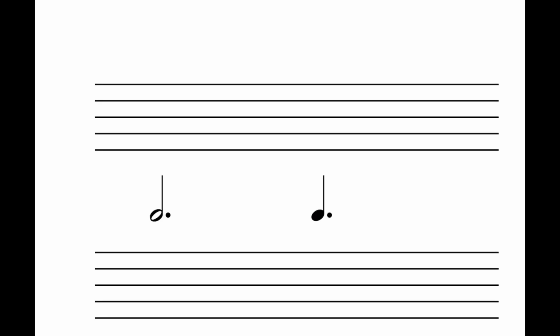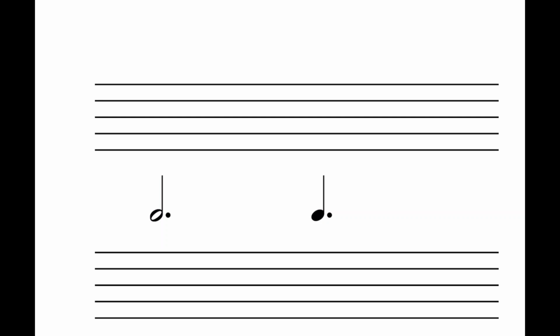Today, we're talking about augmentation dots. Usually these are just called dots, but there are multiple ways in music that we can use a dot. So I'm specifically talking about augmentation dots, which are used to lengthen the value of a note or rest. These dots are placed after a note or rest and add half of what came before it. Usually what comes before it is going to be a note.